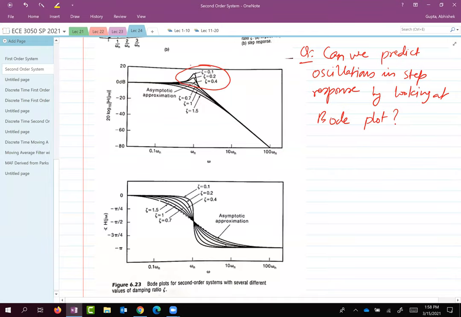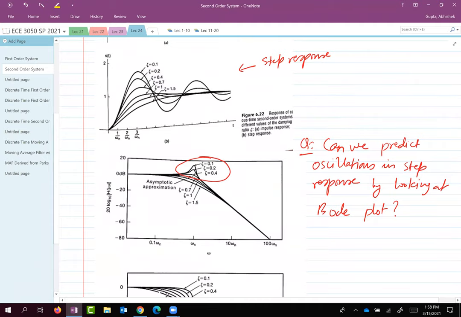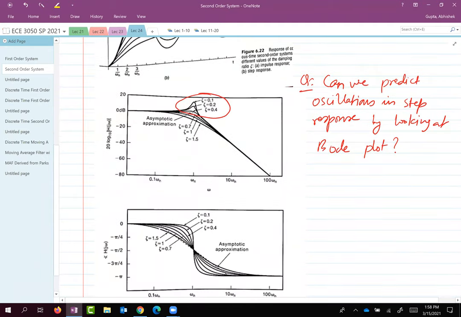Right. So when zeta is less than one, which is when oscillations happen in the time domain, you see a bump in the magnitude plot of the Bode plot, right? It goes above the 0 dB line, the magnitude plot, and then it has an asymptotic slope of minus 40 dB per decade. So by looking at a kink in the magnitude plot, I can predict whether my zeta is less than one or not. And if zeta is less than one, then for sure in the step response, I'm going to see some sort of oscillations, damped oscillations. Now, if this kink is very large, the oscillations are going to be very large.